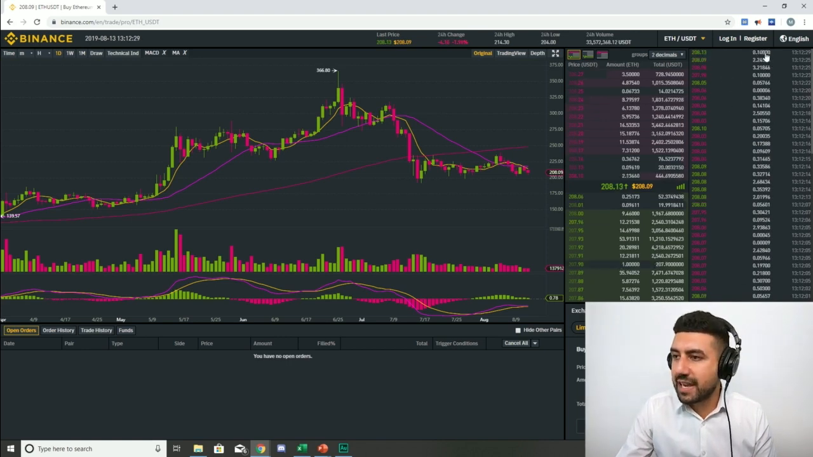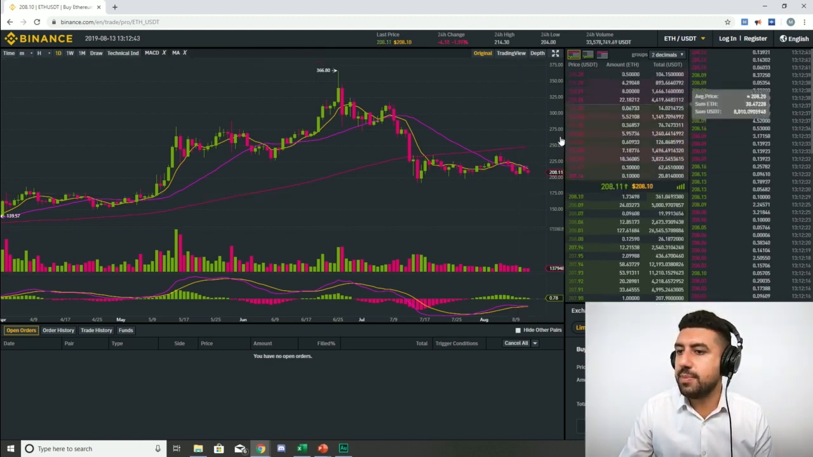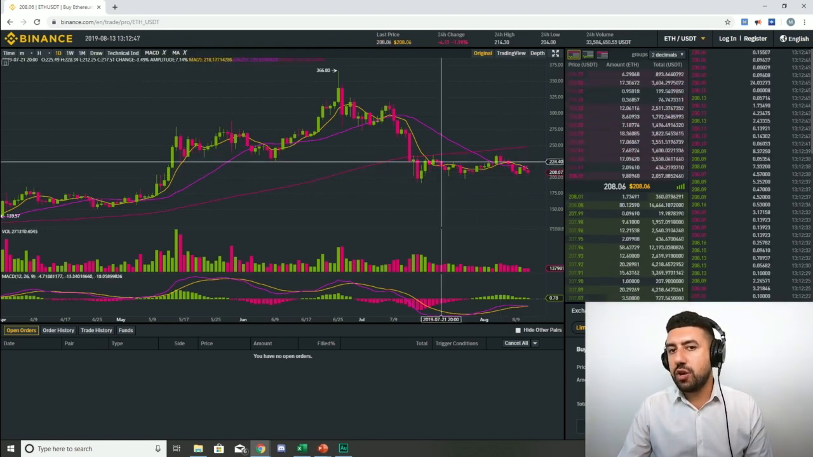And as soon as a transaction happens, let's say this transaction at 208.13, it pops up on the chart. See, now it changed: 208.09, 208.09, 208.07, 208.09. So this is going to keep updating as this updates. Every single time a transaction happens, the chart updates.